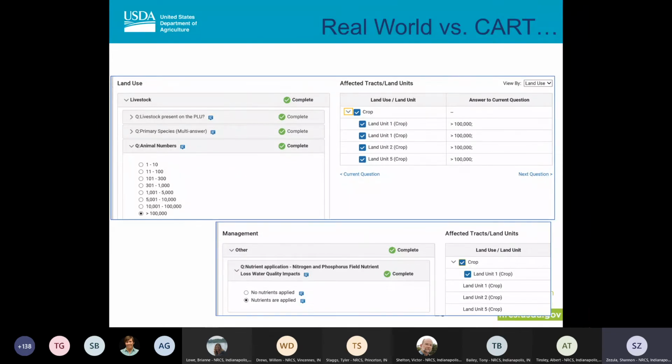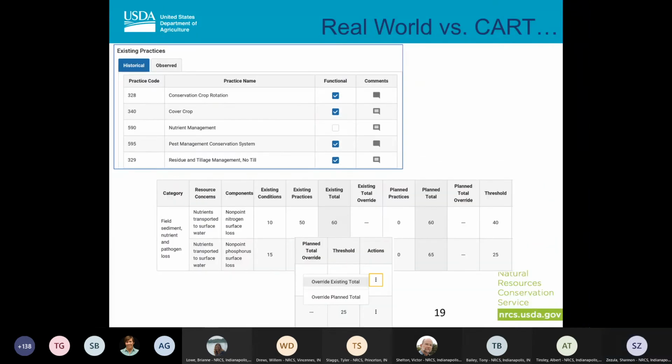I documented it. I put it in CART. The only question CART asked me about nutrients, or are nutrients applied? And I said, yeah. And that's all I entered. 100,000 cows on this land unit. CART doesn't care. I can't say it doesn't care. It doesn't read those data.